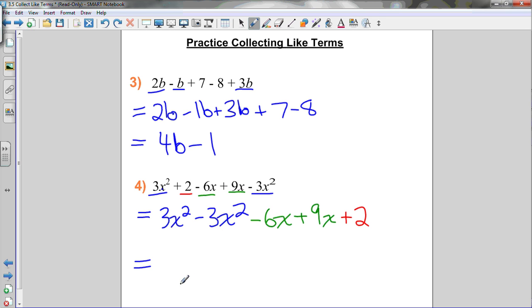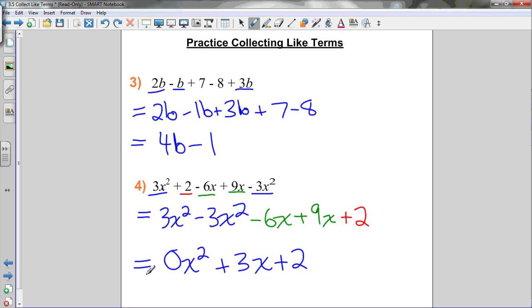Now let's simplify by collecting like terms. So if I have 3x squared, and then I take away those 3x squared, I'm left with 0x squared. If I have negative 6x, and then I add 9x, well, what I remember when I collect like terms, so when I'm adding or subtracting like terms, I keep the variables the same and just add or subtract the coefficients. So negative 6 plus 9 is positive 3x. And I still have that plus 2 off to the end.